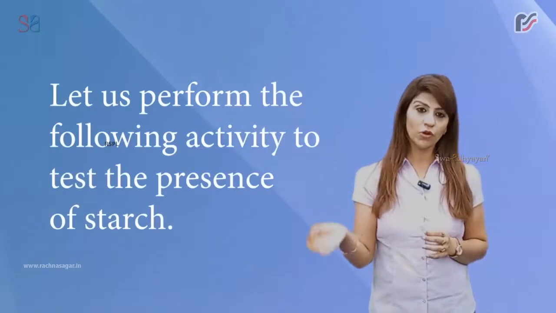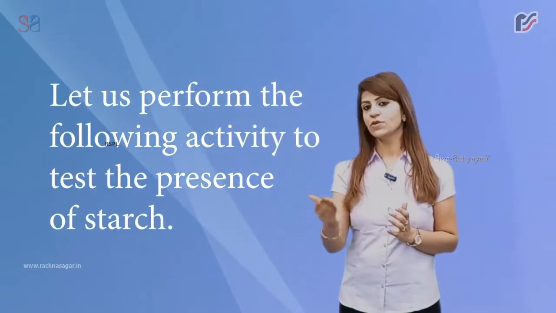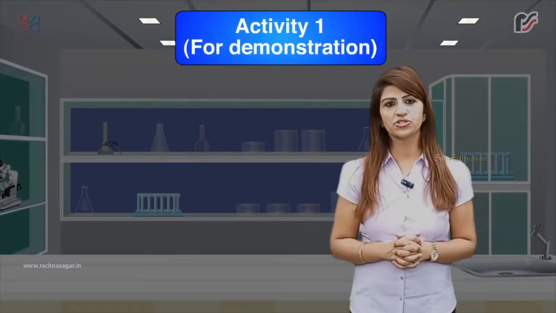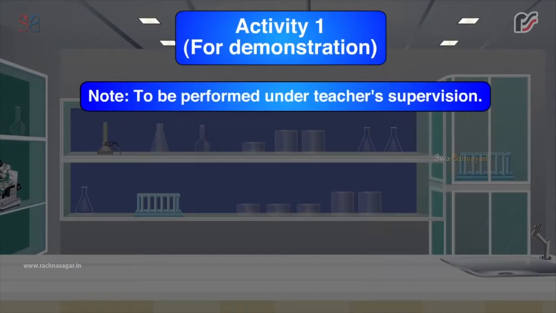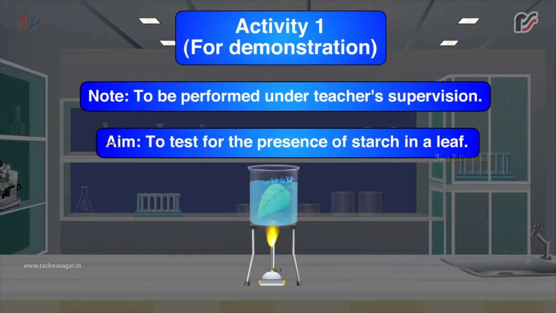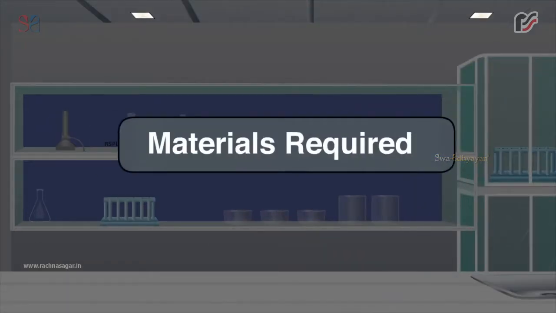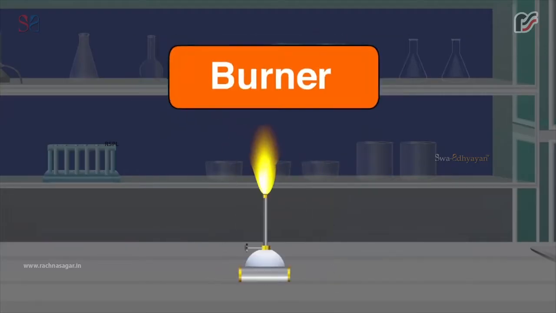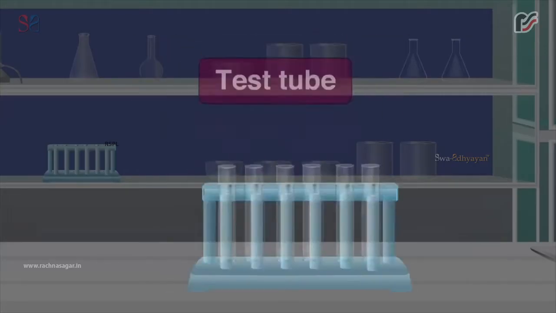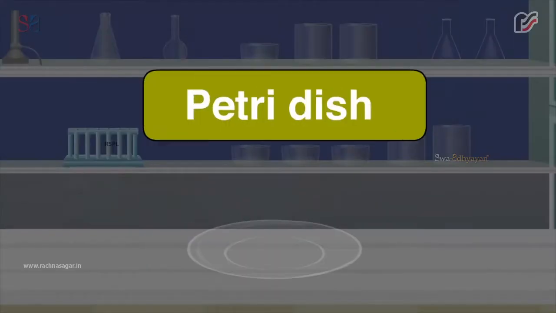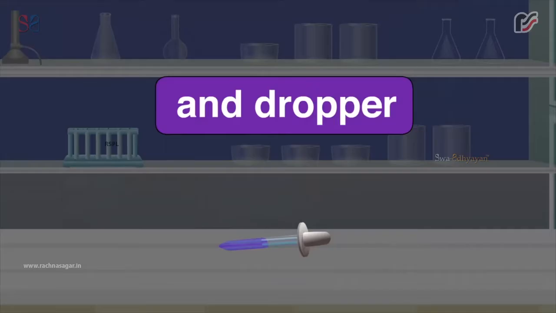Let us perform the following activity to test the presence of starch. Activity 1 for demonstration. Note: to be performed under teacher's supervision. Aim: to test for the presence of starch in a leaf. Materials required: green leaf, beaker, tripod stand, burner, test tube, alcohol, iodine solution, tap water, petri dish and dropper.